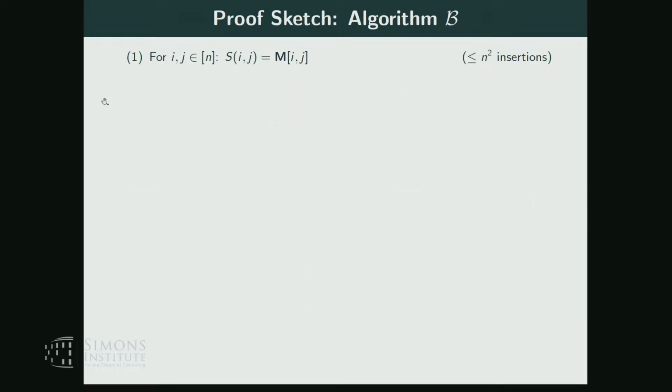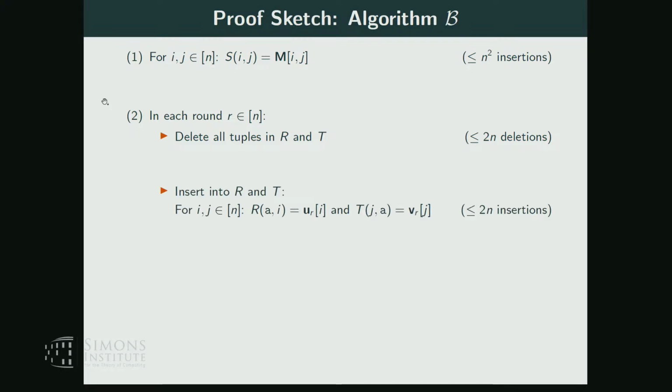Now let's actually look at what algorithm B does. First of all, I said that I have to take matrix M and populate the relation S. That takes at most n squared insertions. Then in each round, I have to delete all tuples in R and T to prepare it, or I could construct a new database with a new schema, let's say a relation R with index small r and T with index small r. So I do at most 2n deletions. These deletions do not really affect us in any way for the argument. And then we insert into R and T, which takes about 2n insertions at most. We just insert as I explained.